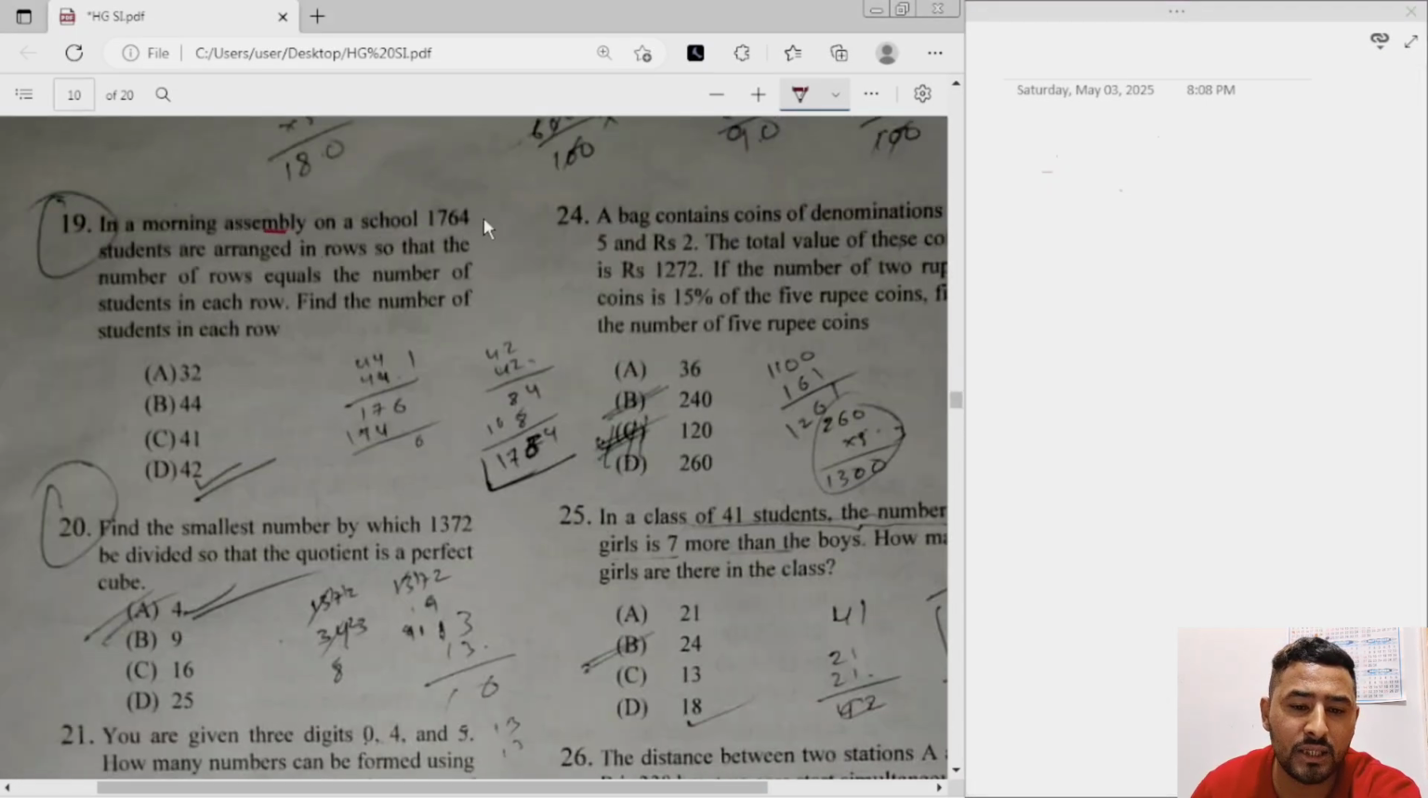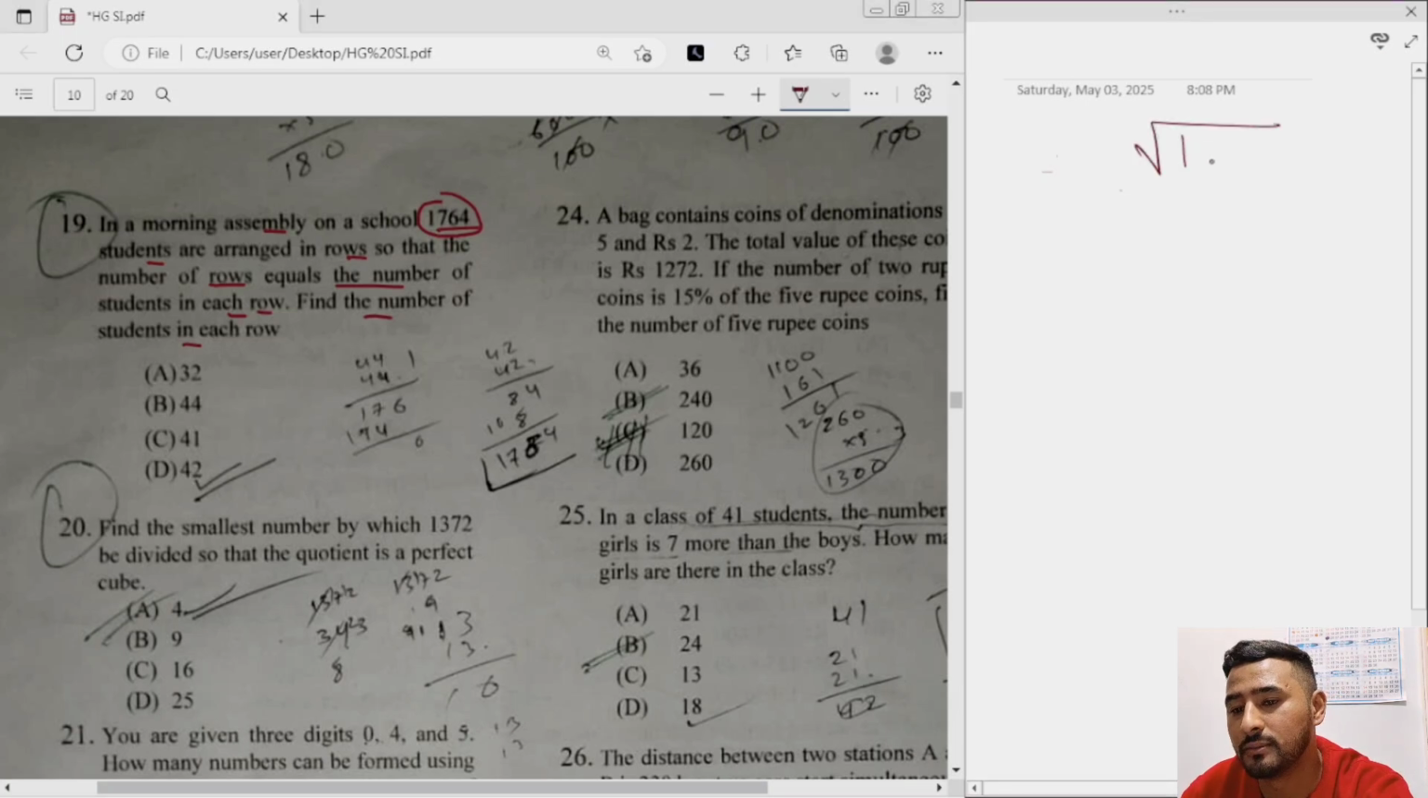In a morning assembly at school, 1764 students are arranged in rows so that the number of rows equals the number of students in each row. So it's very easy. Number of rows equal to number of students means what? Total are 1764. Find the number of students in each row. What you should do is just take the square root of 1764.